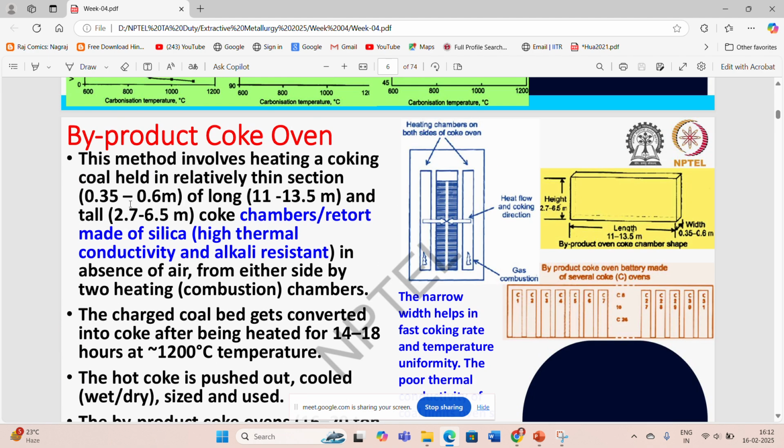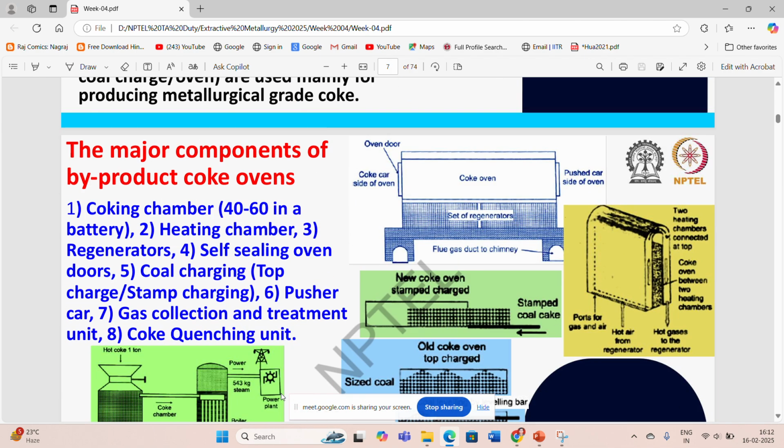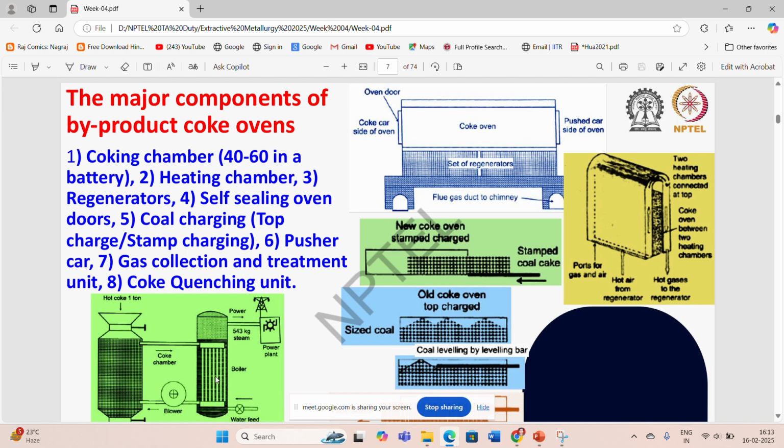So if we are going with a width of more than 0.6 meter, it will not be feasible for the coke making operations because of the poor thermal conductivity of the coal. The major components of byproduct coke ovens are the coking chamber, which can have 40 to 60 batteries simultaneously, and the heating chamber. Then regenerators are there, which are used to separate the heat from the coking from the byproduct gases generated during the coke making operations.